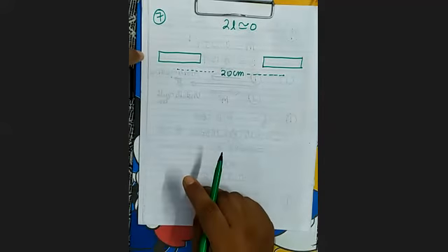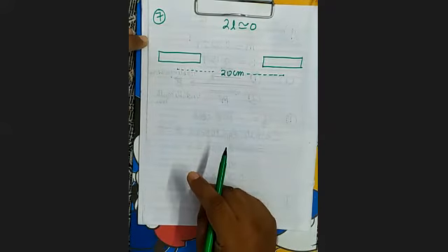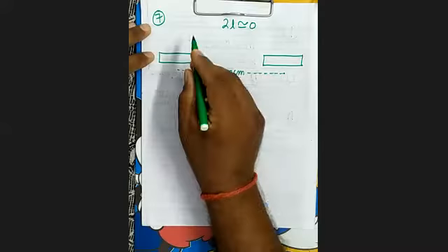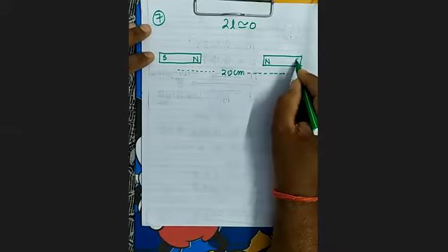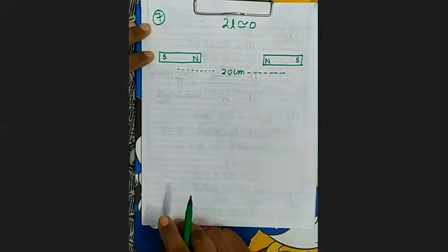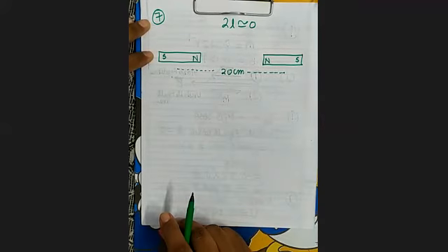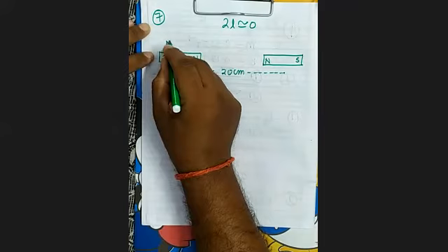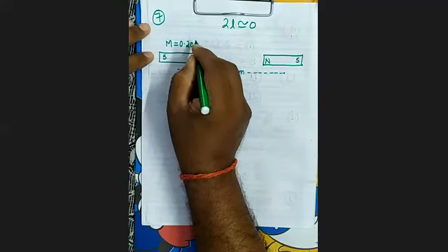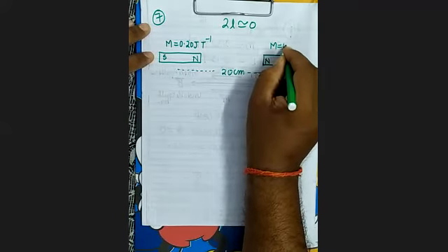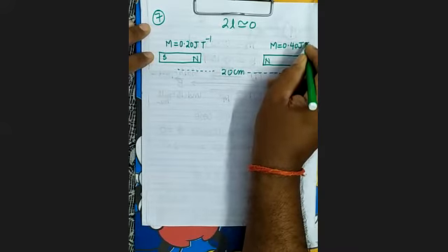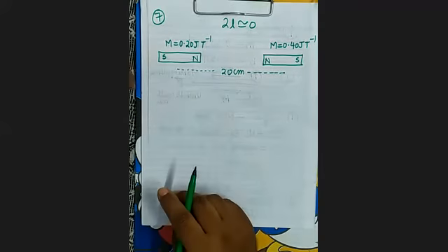Two small magnets are placed along a straight line at a distance of 20 centimeters from each other and their north poles are facing. Means this one's north is facing the other's north, so their souths are on the outer sides. Their magnetic moments are: for this one, 0.20 in SI unit joule per Tesla, and here 0.40 joule per Tesla. Then find the magnetic field at the middle point.